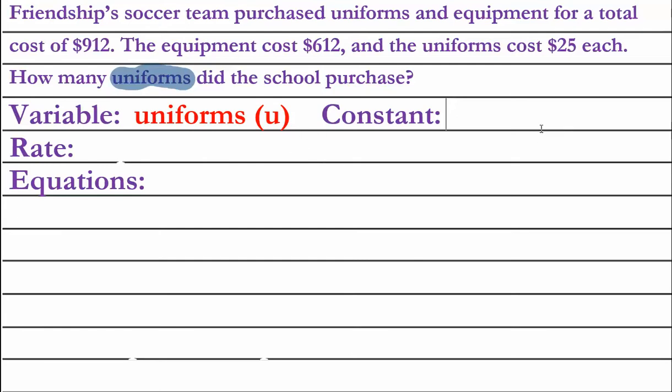Now, constants. Constants are numbers that are fixed. So if you have any kind of initial cost, fixed cost, or any initial values, starting values, that would be the way to go. And in this case, we have that the equipment costs $612. So to start off, we for sure have $612. But there's another constant in here, and it's this $912 total. So we also have to keep that one in mind.